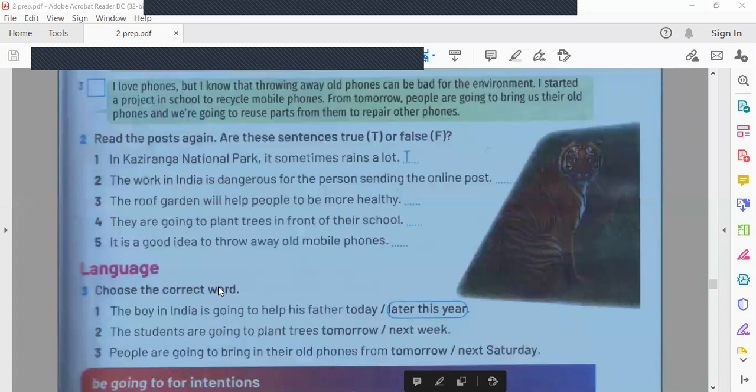The boy in India is going to help his father today or later this year. Of course, later this year. The students are going to plant trees tomorrow or next week. Next week. People are going to bring in their old phones from tomorrow or next Saturday. Tomorrow. Okay?